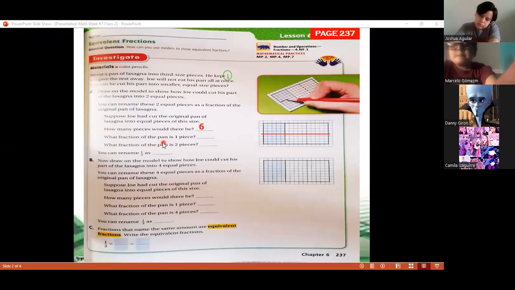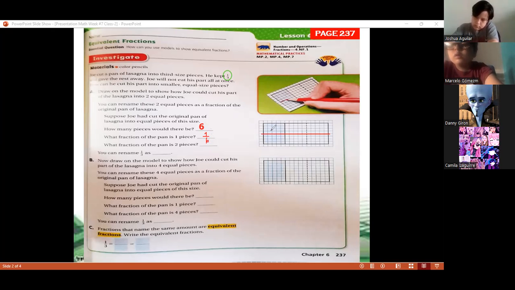What fraction of the pan is 1 piece? What fraction is 1 piece? So you see, of this six, we can have one piece. So let's write the fraction of the pan that is one piece, because remember, of this six, we're taking one part of the three, so it's also going to be 1 out of 6. I'm going to write here 1 out of 6.